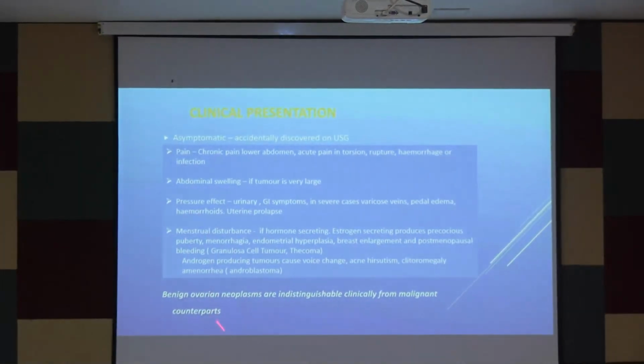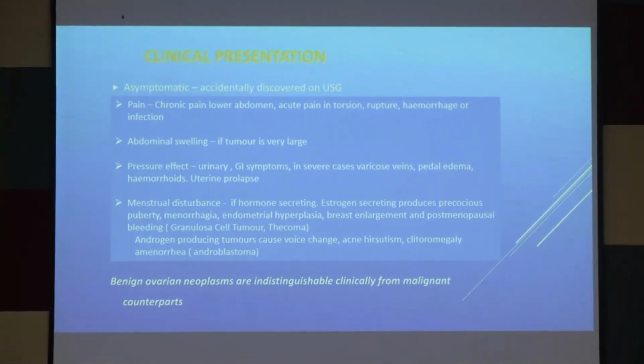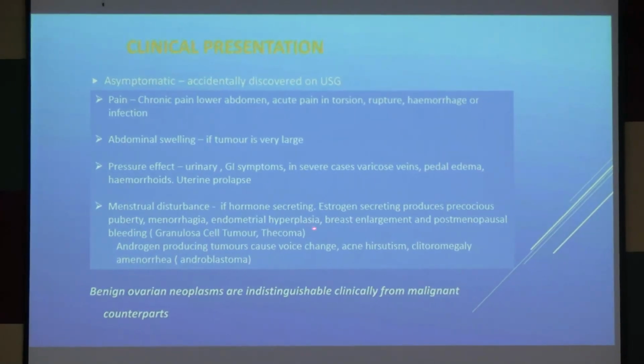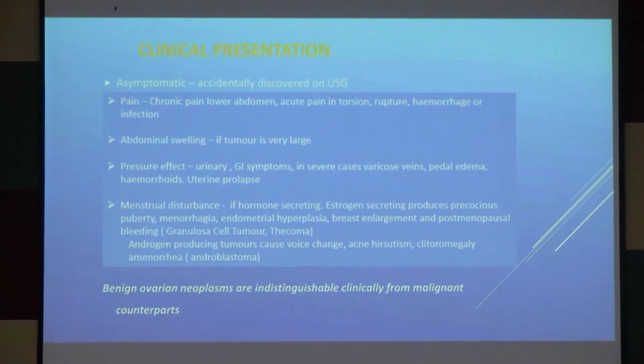and something called a menstrual disturbance. As I said, hormone secreting tumors. We have 2 to 3 hormone secreting tumors like a theca, Leydig cell tumors, androblastoma, and Brenner tumors. If it secretes estrogen, it causes precocious puberty, breast enlargement, and endometrial hyperplasia, as well as postmenopausal bleeding. If it secretes androgen, it causes deepening of voice, acne, hirsutism, and virilization. Oh, and amenorrhea. Important thing. If there is testosterone, there will always be amenorrhea.